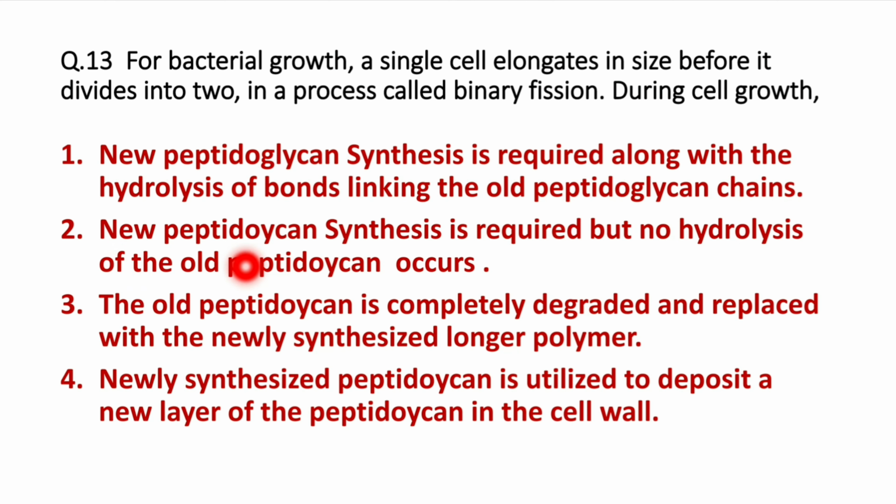Option 2, new peptidoglycan synthesis is required but no hydrolysis of the old peptidoglycan occurs. Option 3, the old peptidoglycan is completely degraded and replaced with the newly synthesized longer polymer. Option 4, newly synthesized peptidoglycan is utilized to deposit a new layer of the peptidoglycan in the cell wall.